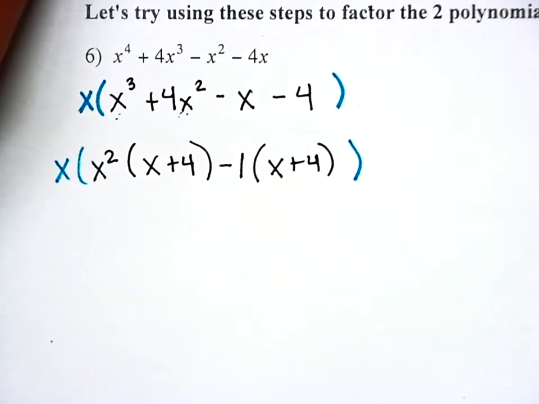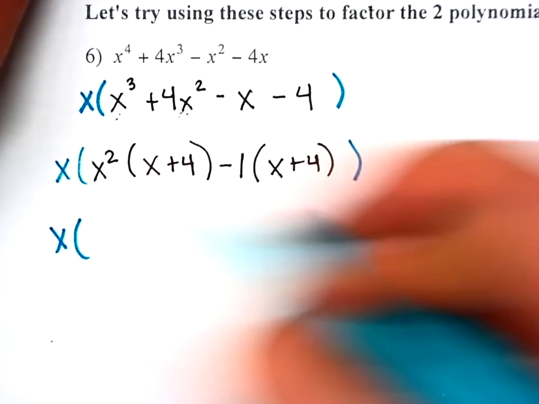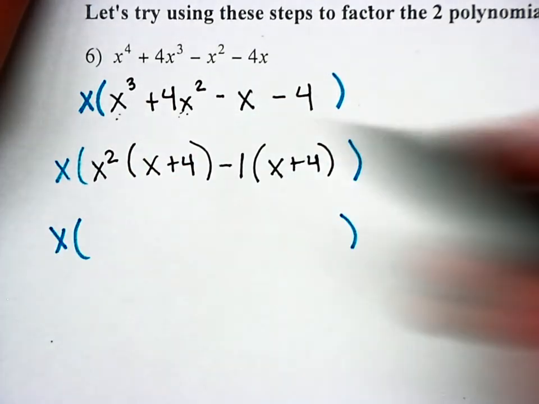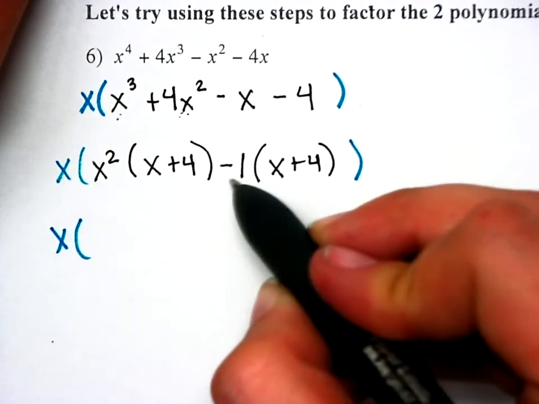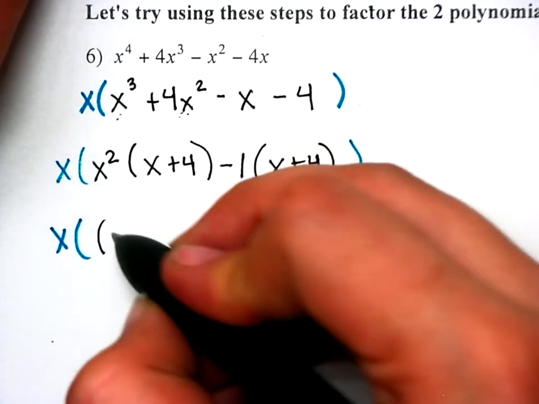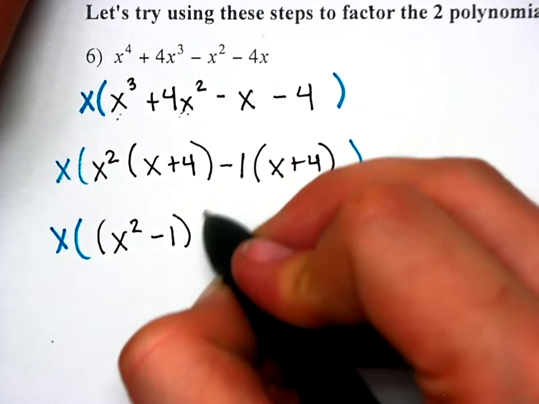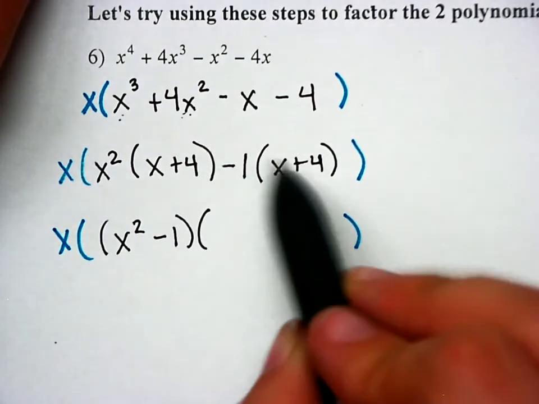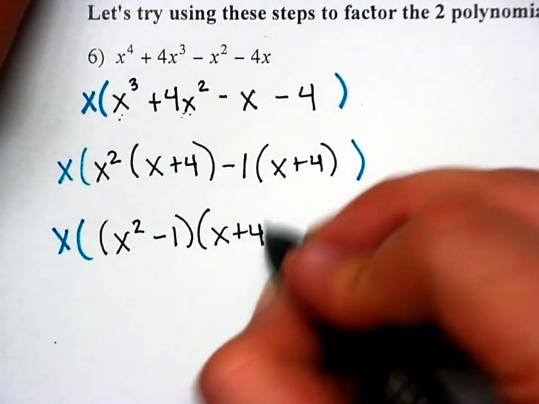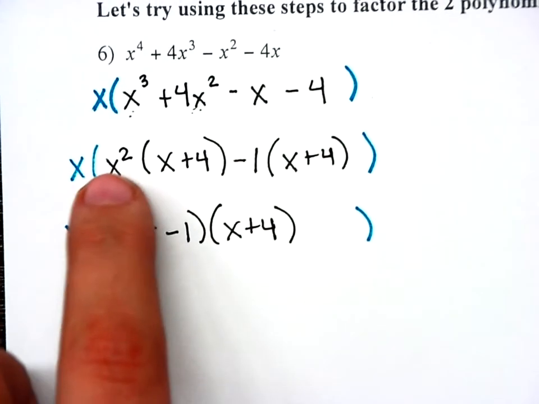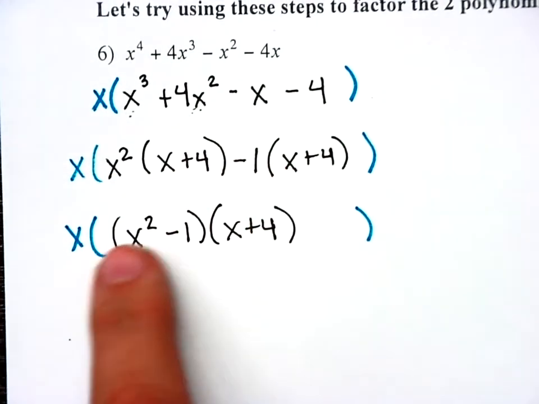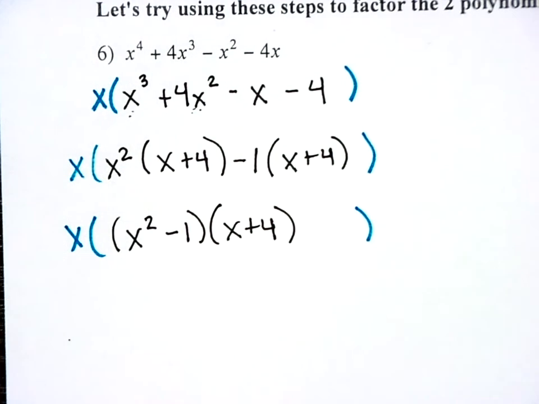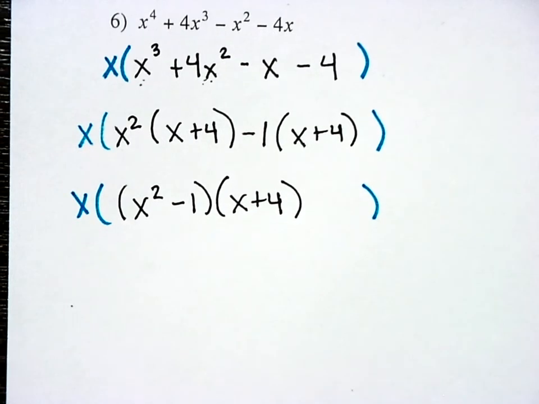Okay, the next step for grouping, remember, is to combine like terms. So I'm going to combine their coefficients. This is x squared and this is -1. So that's going to be one of my factors. And the other one is the term, x plus 4. So again, this is like if I had 4x minus 1x, that would be 4 minus 1x, just like that. Okay, so we're done with grouping.